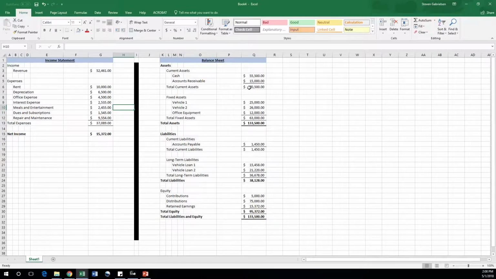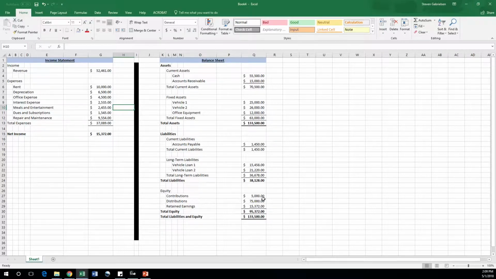Our balance sheet is comprised of cash and accounts receivable. Again, this accounts receivable is money, or sales, that they are expecting to receive the money from in the next 30 to 90 days. We have a couple cars, a couple vehicles on the balance sheet, as well as some office equipment or furniture. Looks like we have some accounts payable for some expenses that have been incurred but not yet paid. It looks like we also have a couple vehicle loans that we are paying off as well. And then we have our equity account.